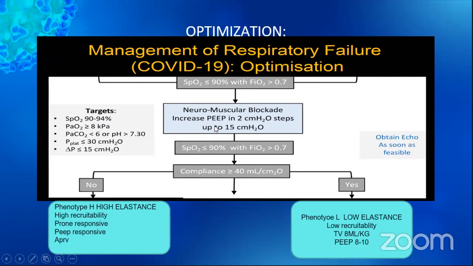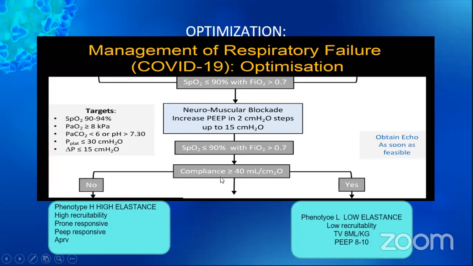And up to this point, we have the targets of saturation 90 to 94, PO2 same 56, PCO2 45, pH 7.3, blood pressure less than 30, and of course driving pressure, as I mentioned before, less than 15. For example, we have done neuromuscular blockade and we have reached a PEEP of 15 and still the saturation is less than 90, FiO2 more than 0.7, then we have to check the compliance. And this compliance in intubated ventilation will tell us which phenotype we are dealing with.